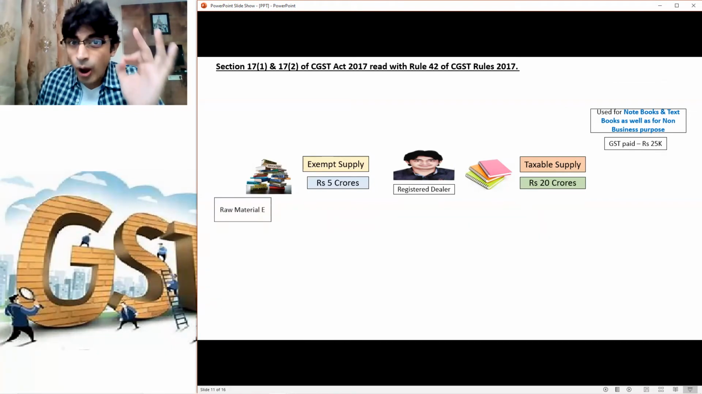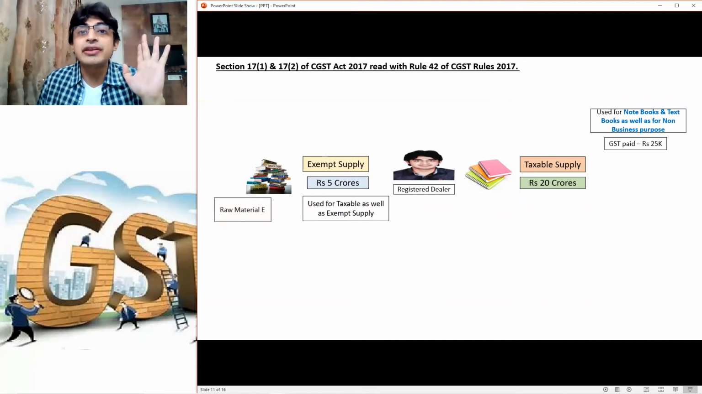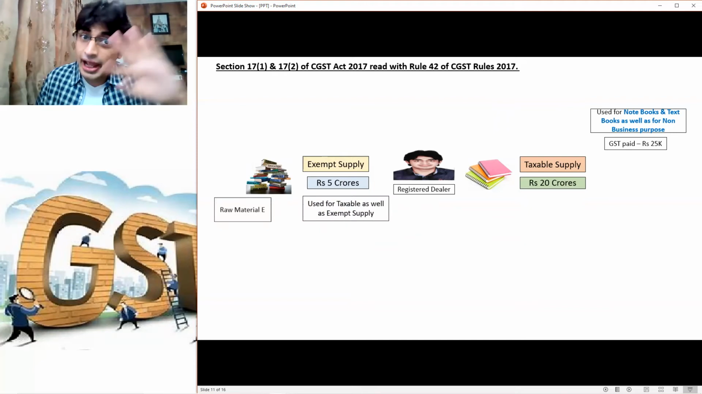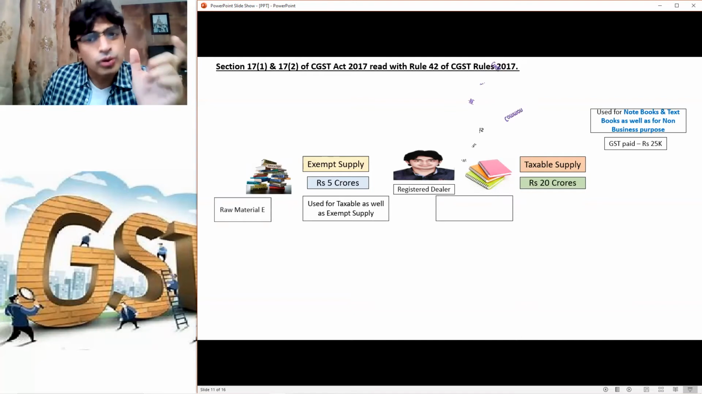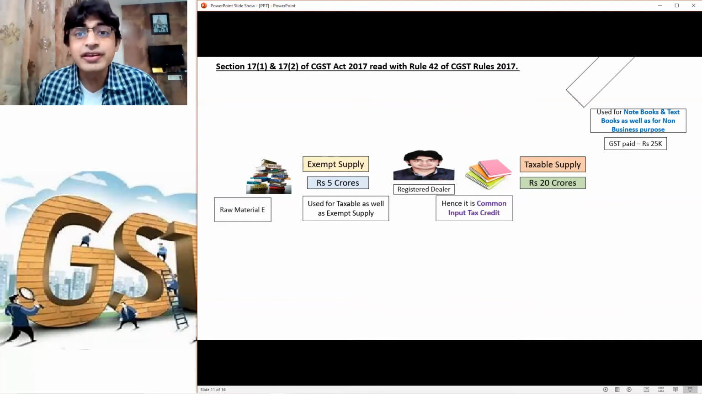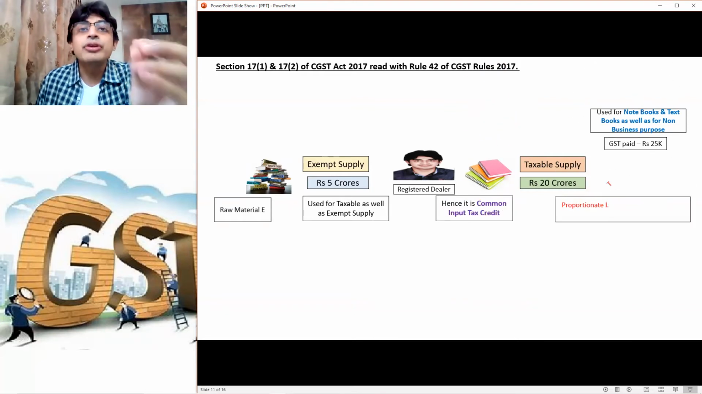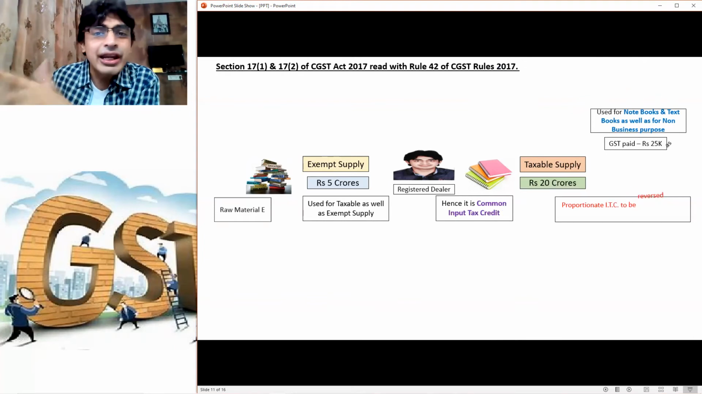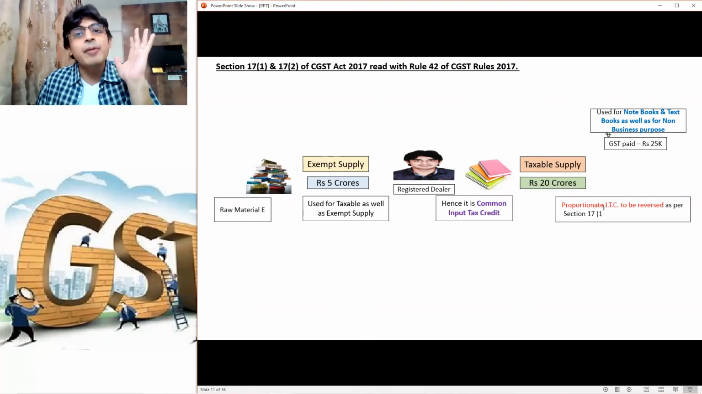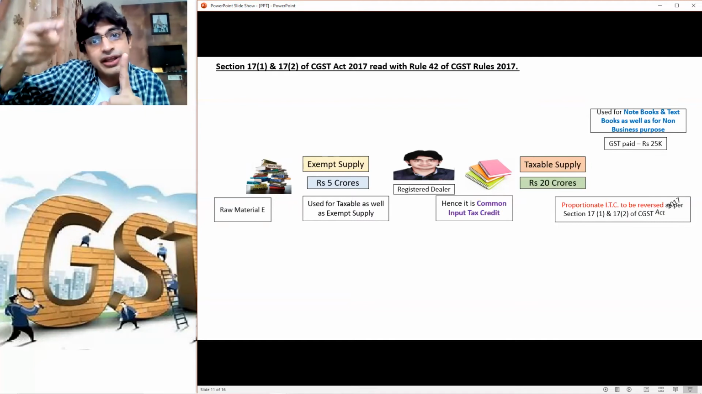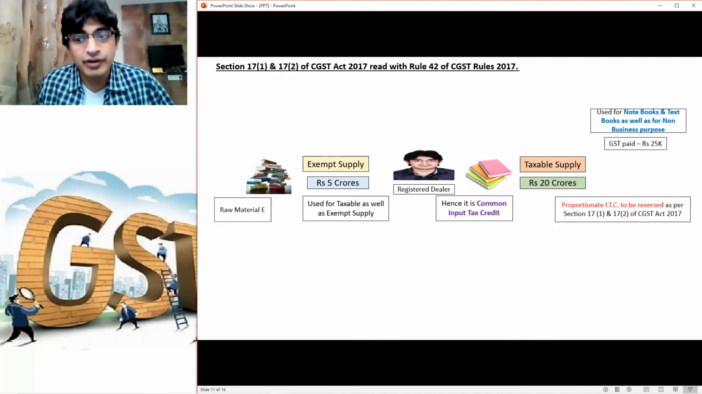Now comes raw material E. See this. Raw material E is a common ITC used for taxable as well as exempt supply. Textbook, notebook, दोनों के लिए use हुआ. Hence, this is a common ITC. You have to reverse a certain proportion. You cannot avail the entire 25,000. A certain proportion you have to reverse as per section 17(1) as well as 17(2).